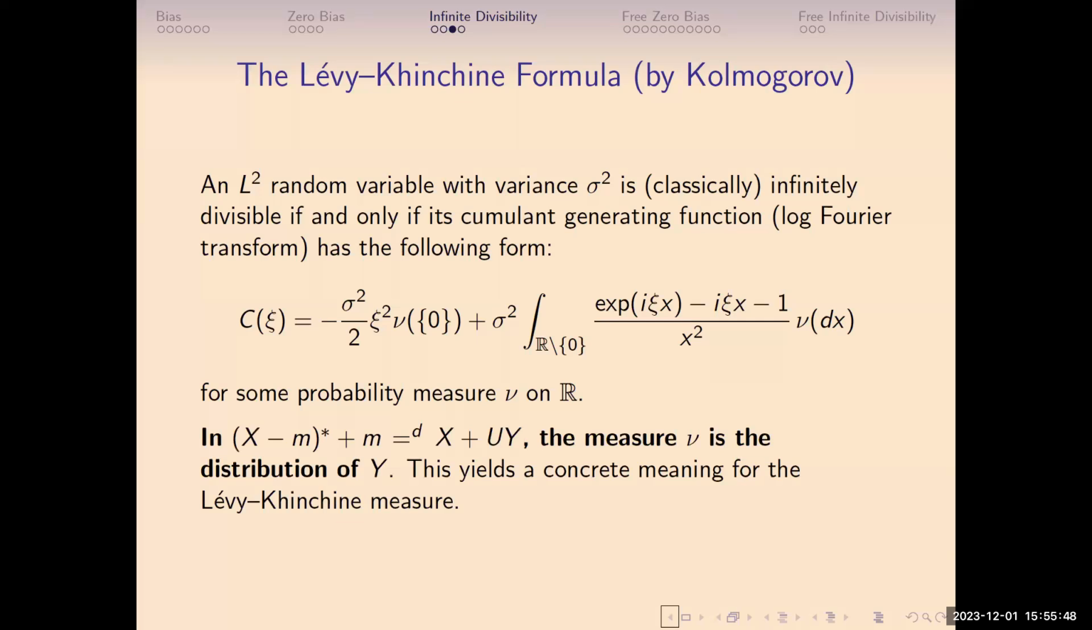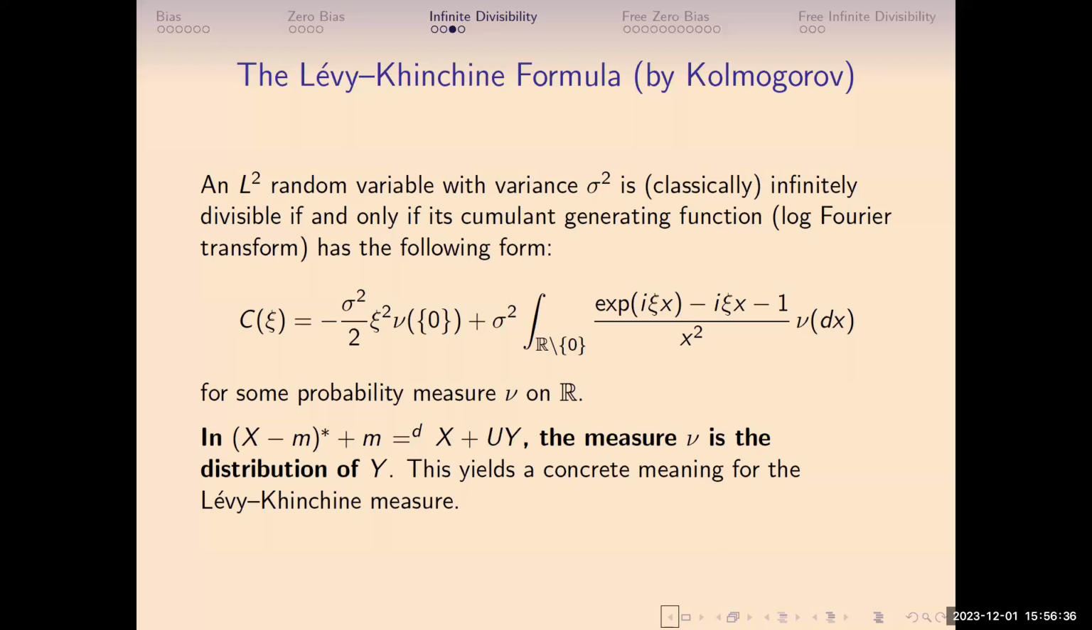This is kind of the Gaussian component. When you exponentiate this, if you have point mass at 0, then all this goes away because you're integrating away from 0. So you get e to the minus sigma squared over 2 times chi squared, which is just the characteristic function of a Gaussian. And then there's also this other piece that you get here. But what I showed with my colleague was that this Lévy measure in Kolmogorov's theorem is actually the distribution of Y. So this gives the Lévy-Khinchin measure in Kolmogorov's theorem a probabilistic interpretation.